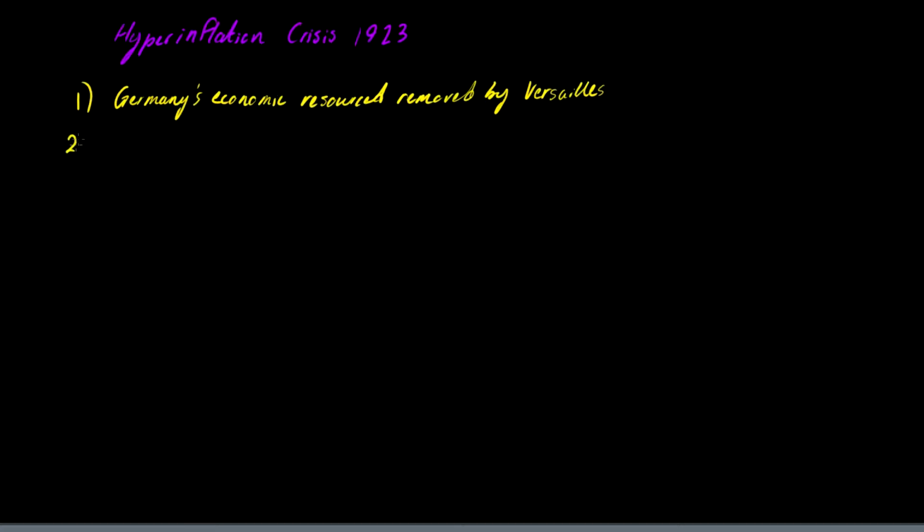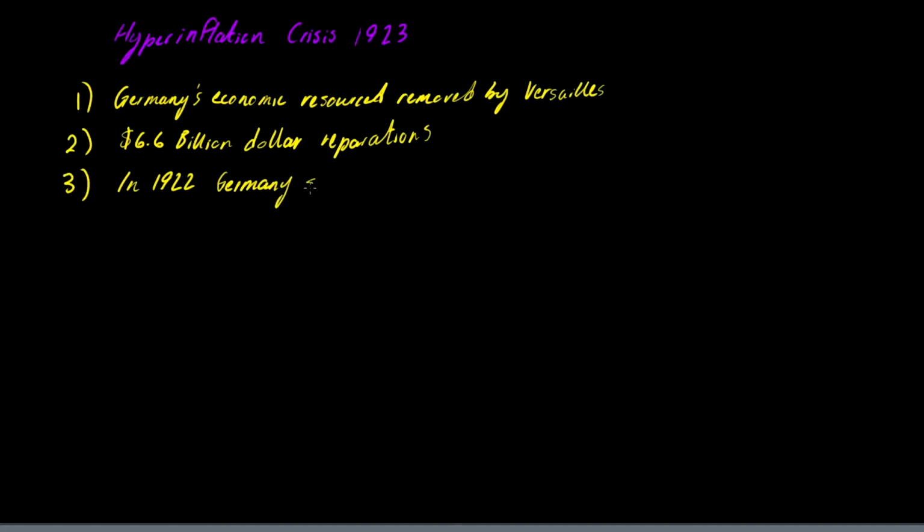Secondly, the $6.6 billion reparations bill was settled. This was one of the terms of Versailles. The next event: Germany failed to pay its reparations. In 1922, Germany actually skipped a reparations bill. It's understandable, but they probably were having a difficult time paying the reparations and keeping the people in check. I mean, there were many homeless people. We'll go into that later. But in 1922, they actually skipped a reparations bill.